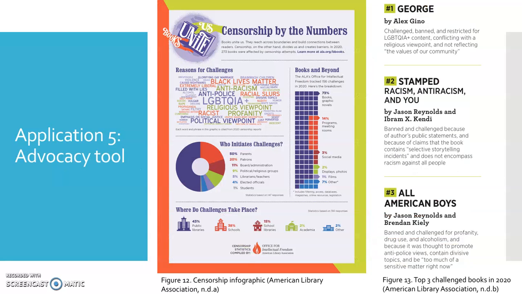Finally, libraries can use visualizations as an advocacy tool by which to educate the public, lawmakers, and other stakeholders about library services and community needs. Figure 12 is an infographic created by the American Library Association to commemorate National Library Week and National Banned Books Week and spark discussions about censorship. Figure 13 is taken from another very text-heavy infographic that the ALA created to highlight the books that were most frequently challenged in 2020.